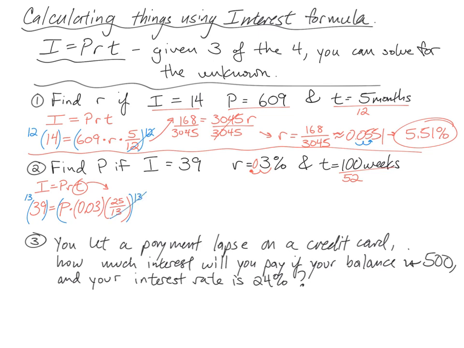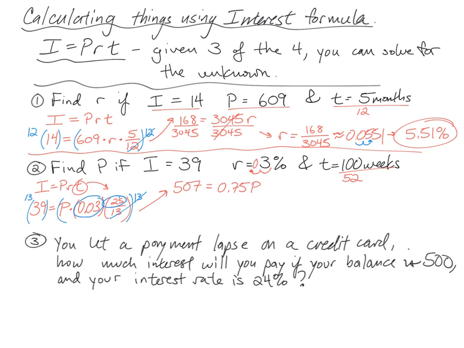There we go. So 39 times 13 is 507. And on the right side of this, we can multiply the 0.03 and the 25 that are still there. And when you multiply those together, you get 0.75 P.